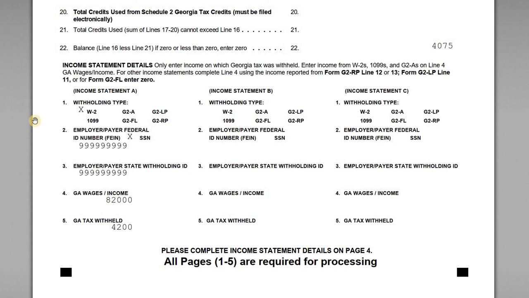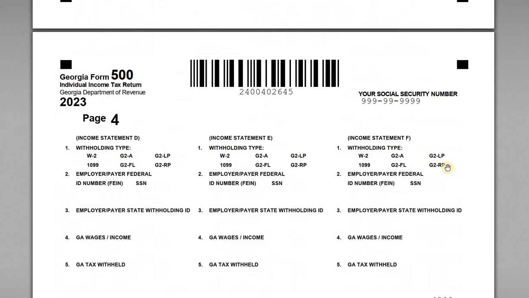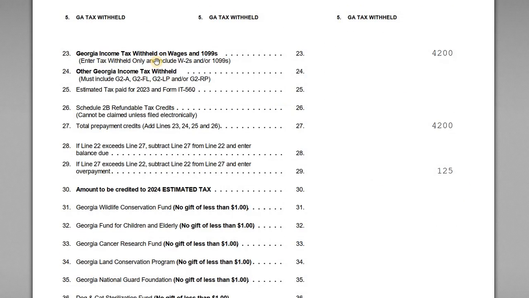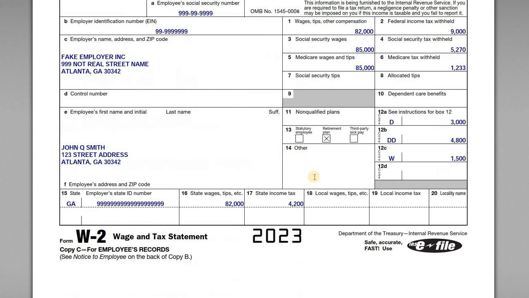So he would complete this section for the withholding. So he's got a W-2. There's the employer identification number, state ID, GA wages of $82,000, and Georgia taxes withheld of $4,200. So the total tax that John owed under these circumstances of $4,075, he's going to have a payment credit for $4,200. So the Georgia income tax withheld reported there on line 23. And notice it's enter tax withheld only and include any kind of W-2s or 1099s as they would apply. So there's the $4,200 credit amount.